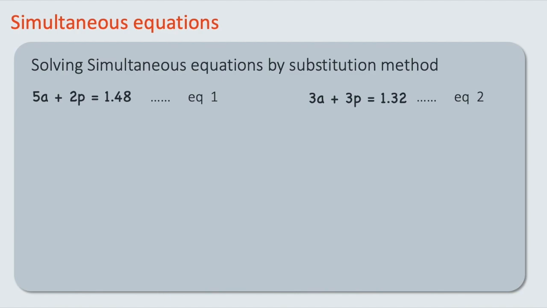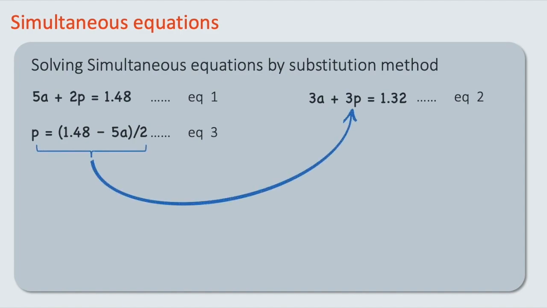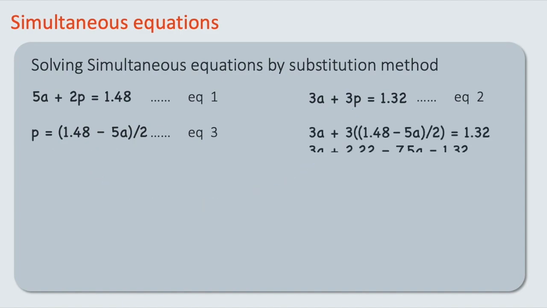We will solve these simultaneous equations by using the substitution method. Let's take equation 1 first. We can rearrange to make p the subject. We now have p = (1.48 - 5 × a) / 2. We will call this equation 3. p can be substituted into equation 2, like this.